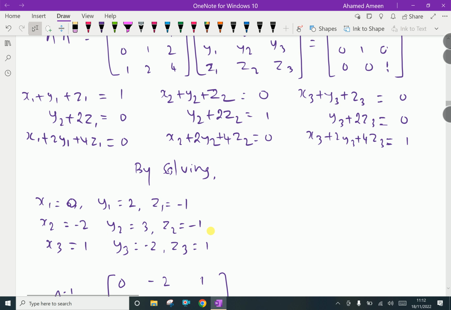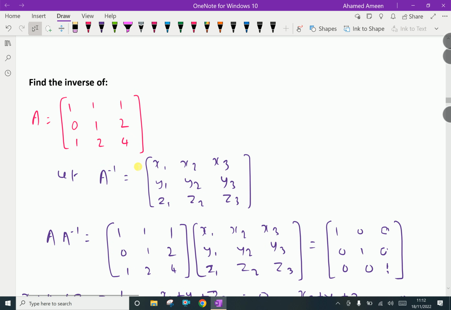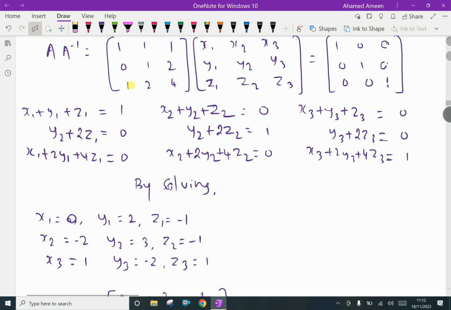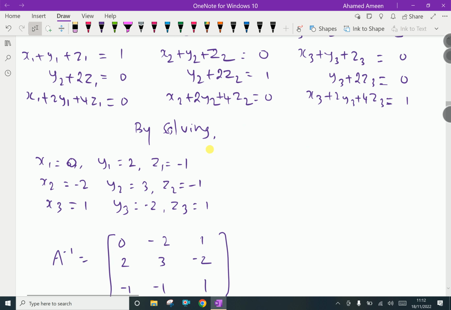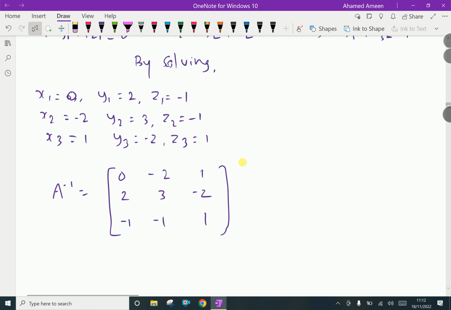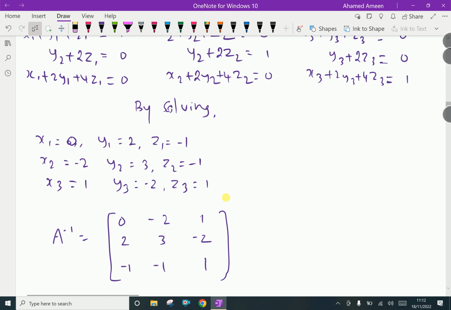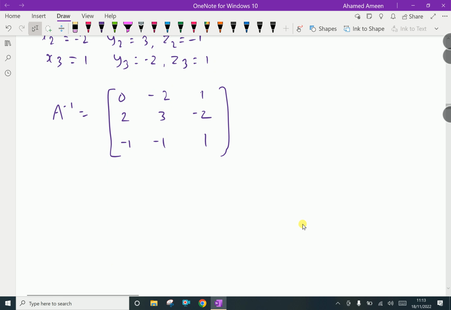Suppose we check this: this is A into A inverse. That means A is this and X is x1, x2, and so on. We have this equation. If you multiply A into A inverse, we can get the identity matrix. Now, next question, look at here.